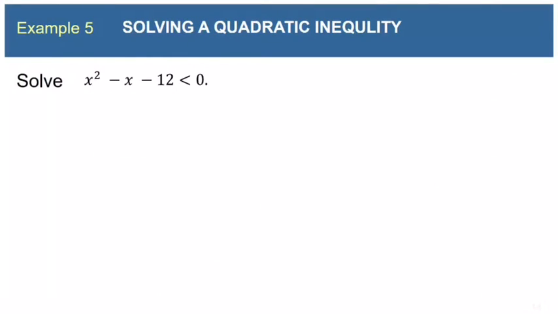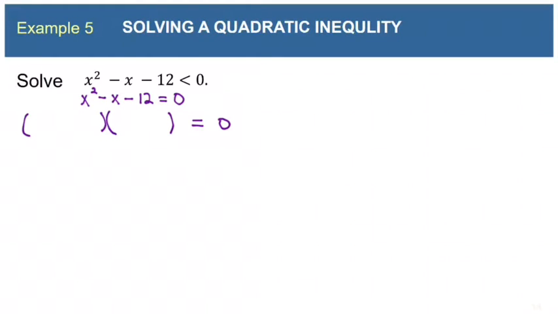So here's our first example. It's not a bad one. This says x squared minus x minus 12 is less than 0. So the first thing to do is solve the related equation. In other words, just write the thing as an equation and solve that equation. The two solutions we get from here will be our critical numbers.